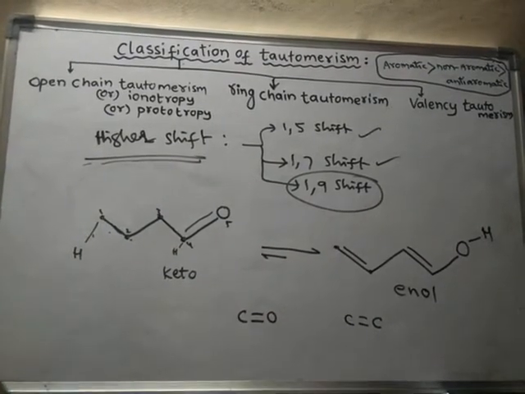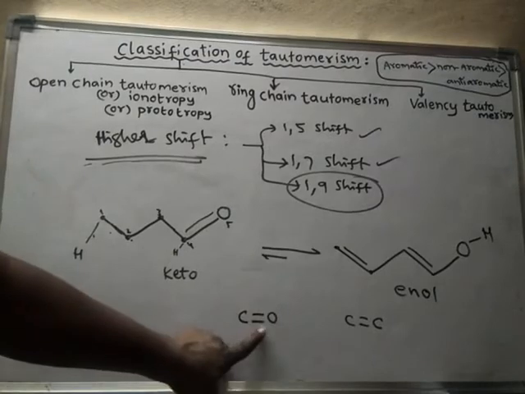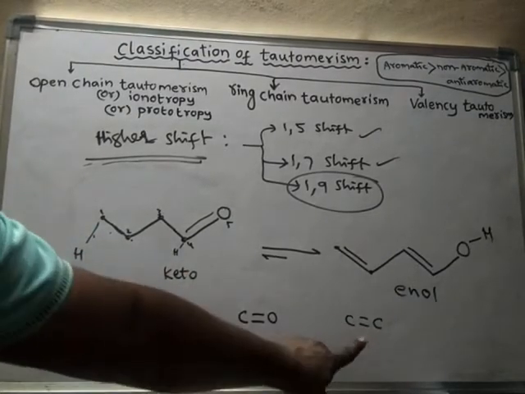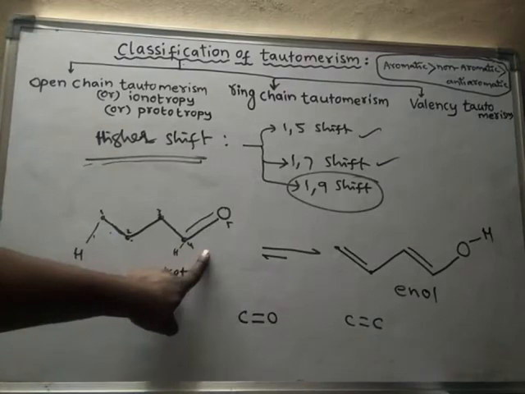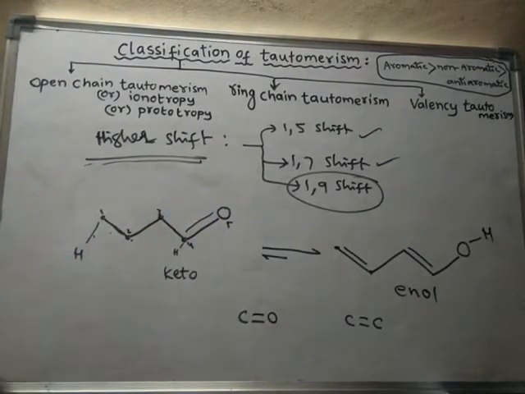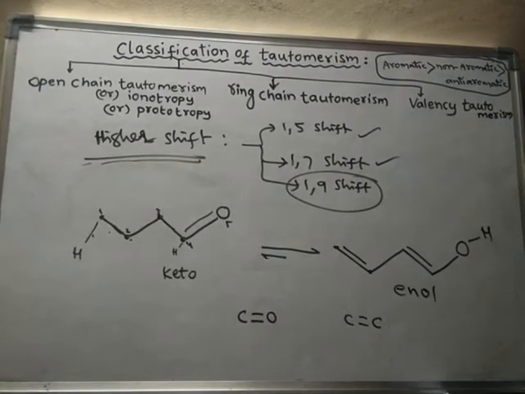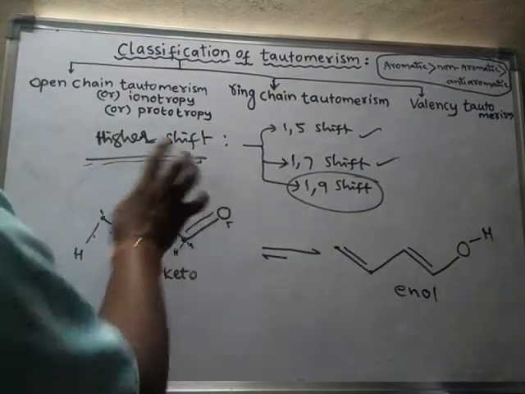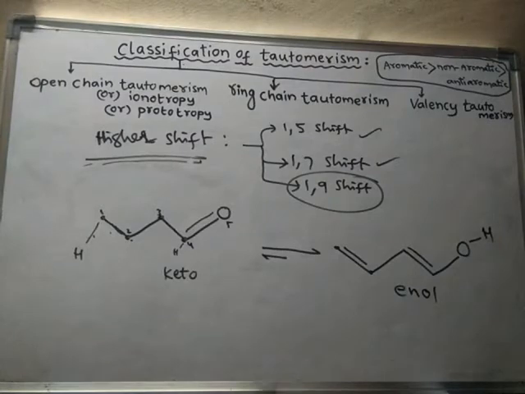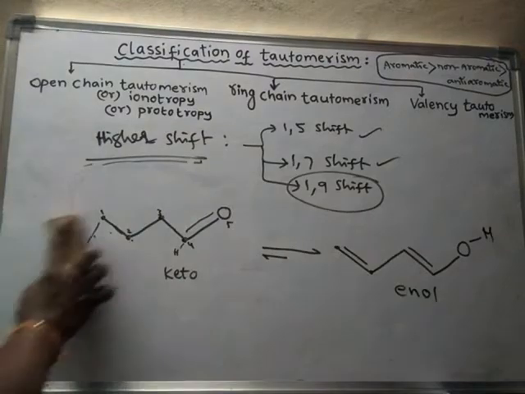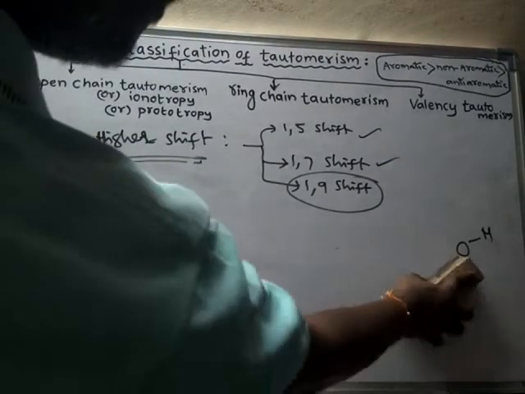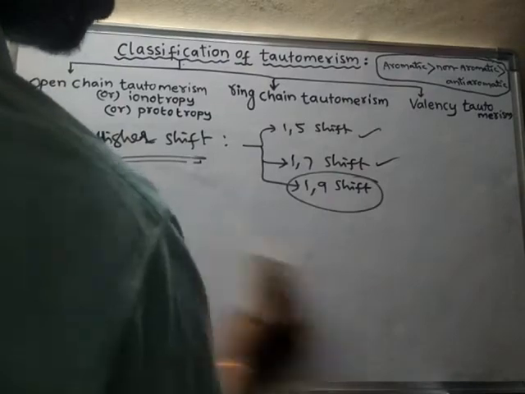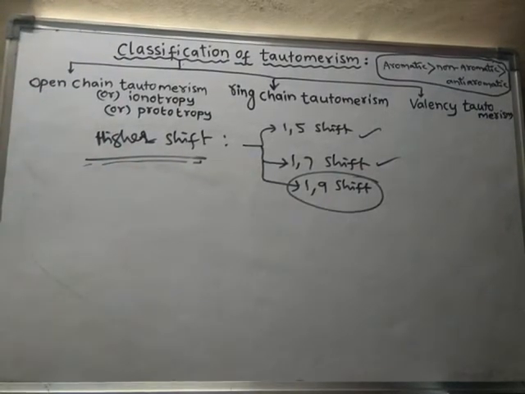In general, the keto form should be more stable than the enol form. But here in higher shifts, or else under special cases, enol forms are more stable than keto forms. So here in higher shifts, enol forms are more stable than keto forms. In other cases, keto forms are more stable than enol forms. There are so many other cases where enol forms are more stable than keto forms also. We will learn all those things one by one.